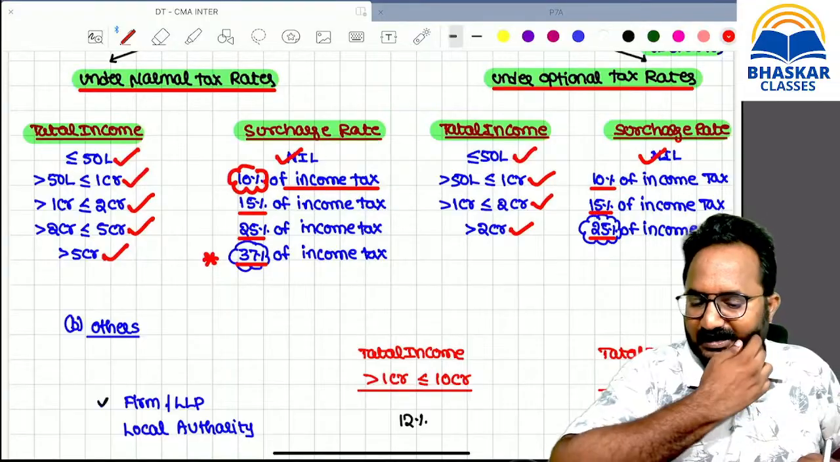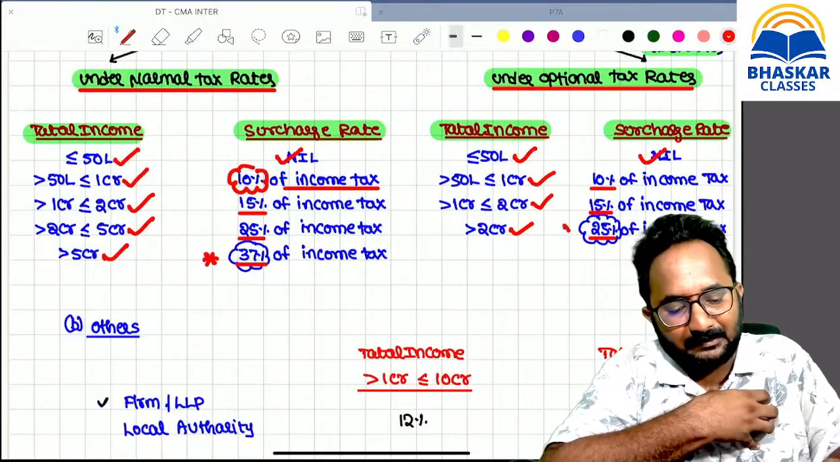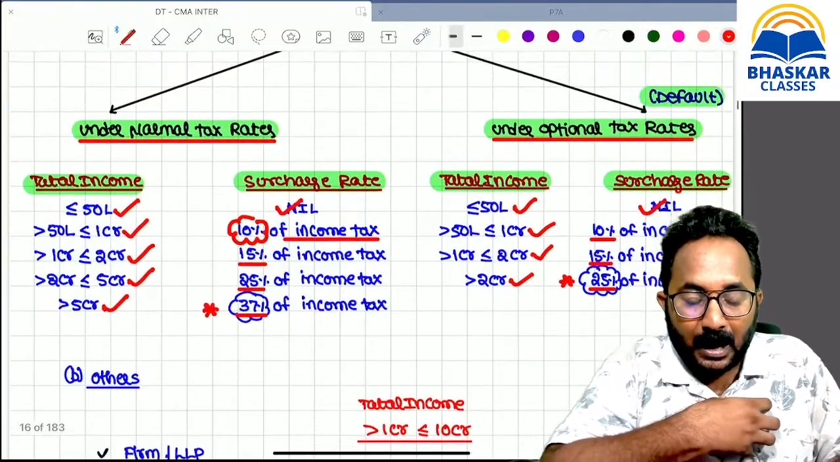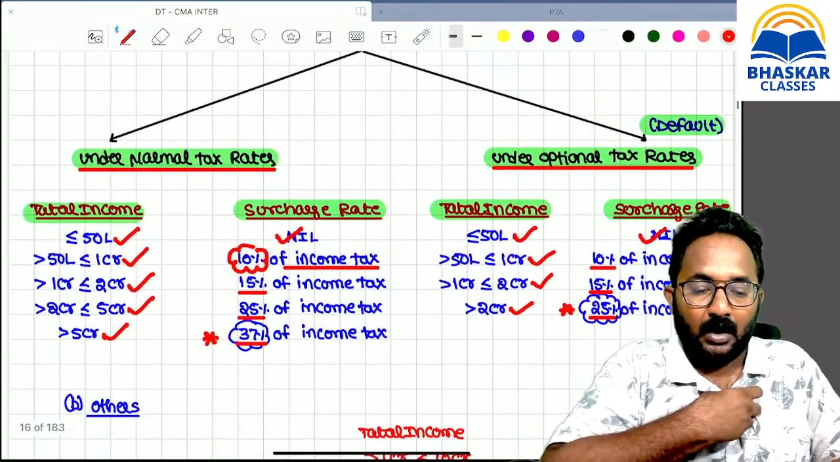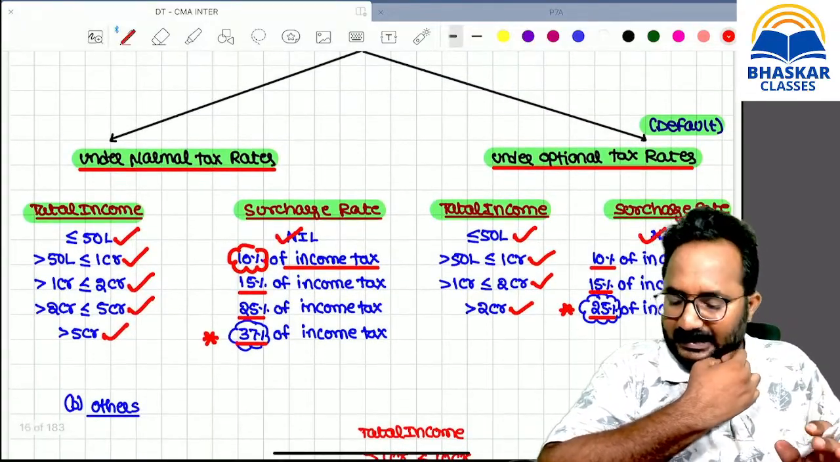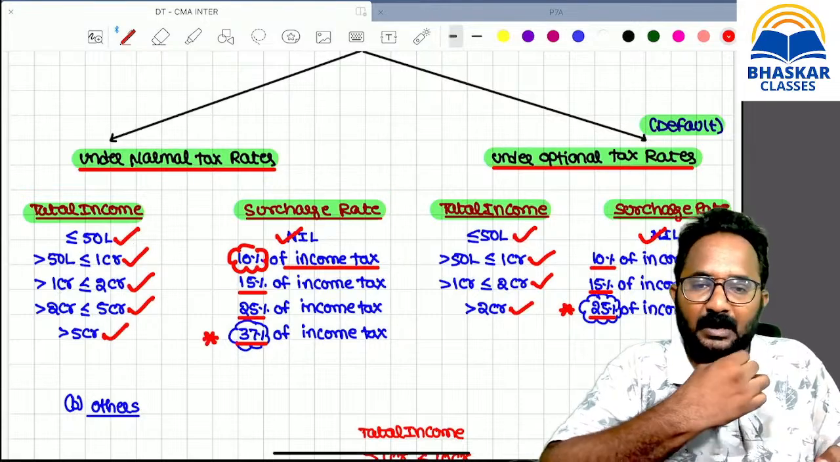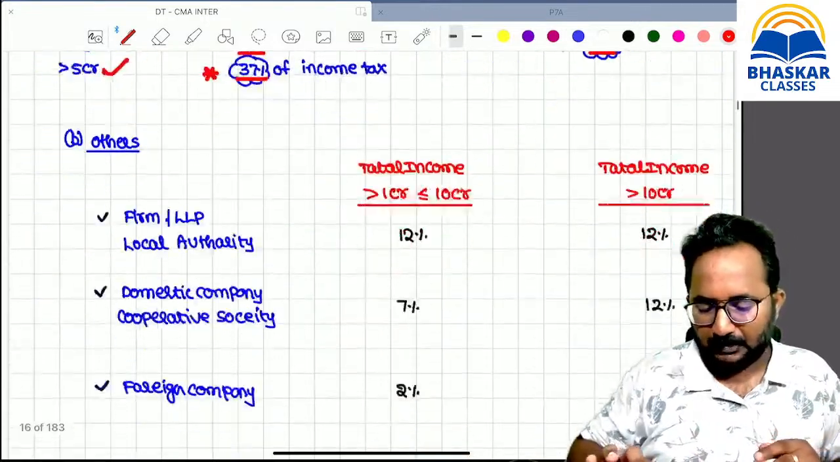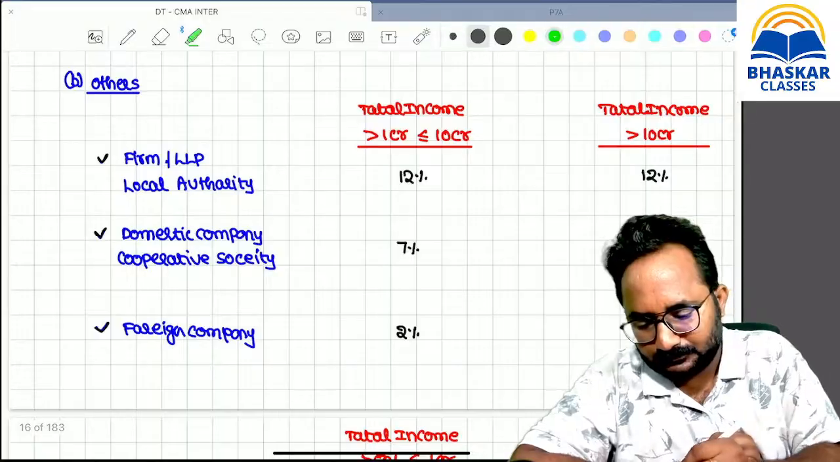25% of what, ma? Income tax. Remember, what is the maximum surcharge rate under the optional tax rate scheme, or default tax? Default tax. Now, remember, others.